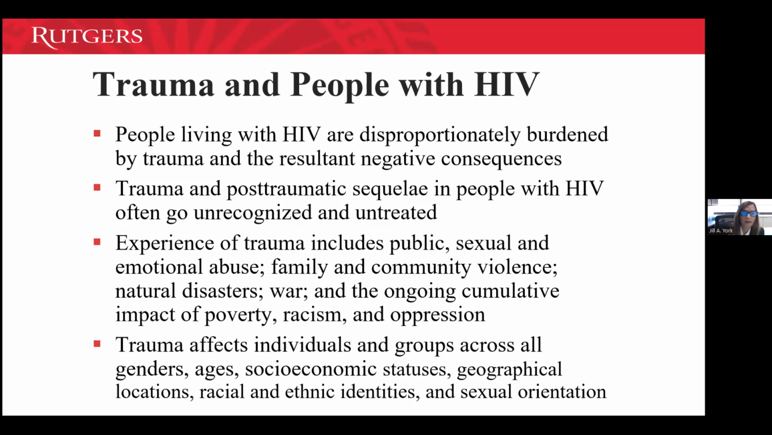And we realized that a lot of times it goes unrecognized and untreated, because the post-traumatic sequelae for this population is vast. And when we talk about it, we are actually looking at physical, sexual, and emotional abuse, family and community violence, natural disasters and war, the ongoing cumulative impact of poverty, racism, and oppression.